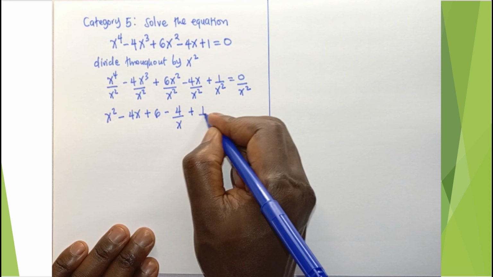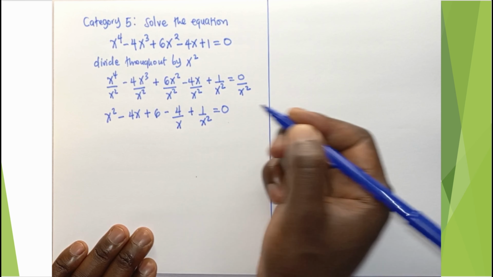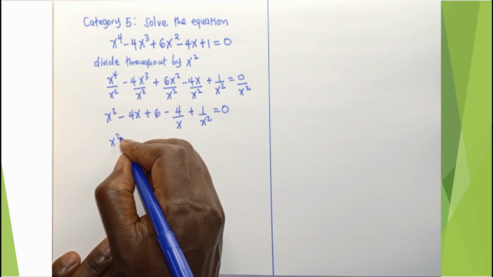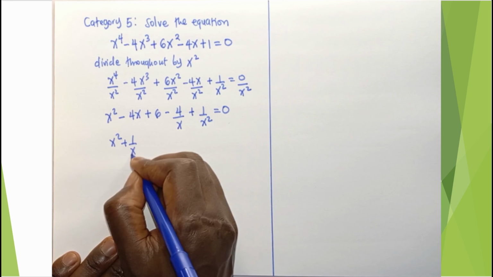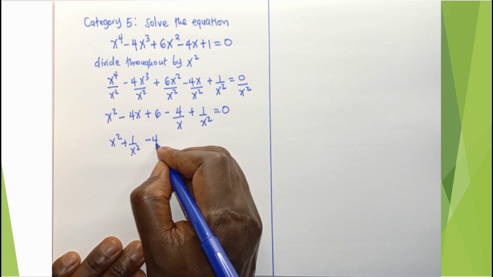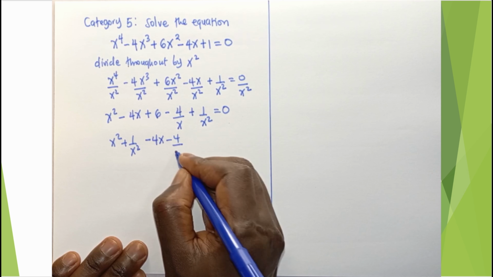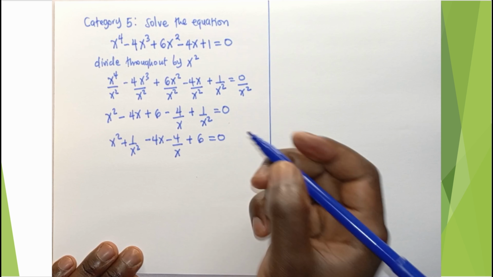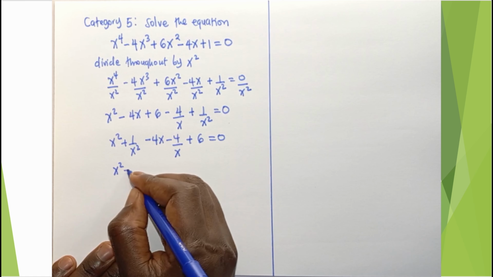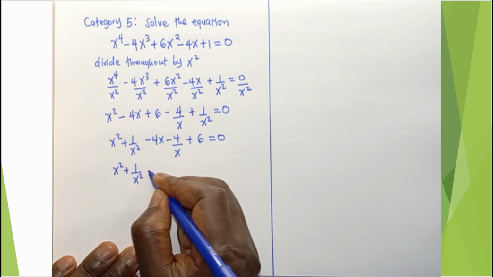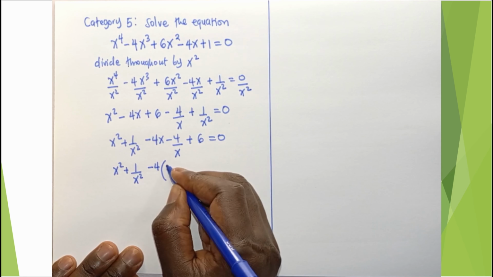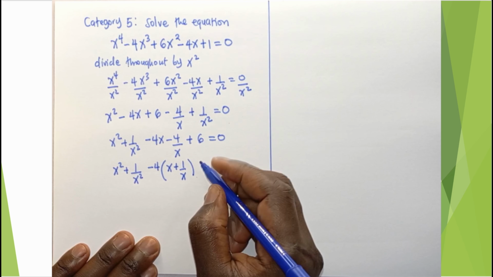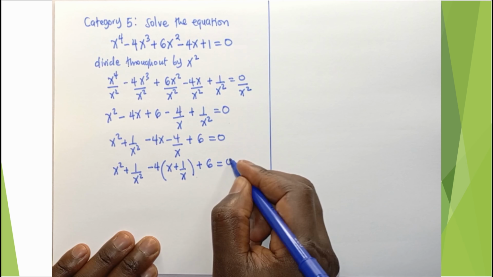So this simplified, work is equal to 0, plus 1 over x squared is equal to 0. So we collect like terms. You have x squared plus 1 over x squared, minus 4x, then minus 4 over x, then plus 6 is equal to 0. So you are collecting like terms. So you go and say x squared plus 1 over x squared, then minus 4 into x plus 1 over x, plus 6, is equal to 0.